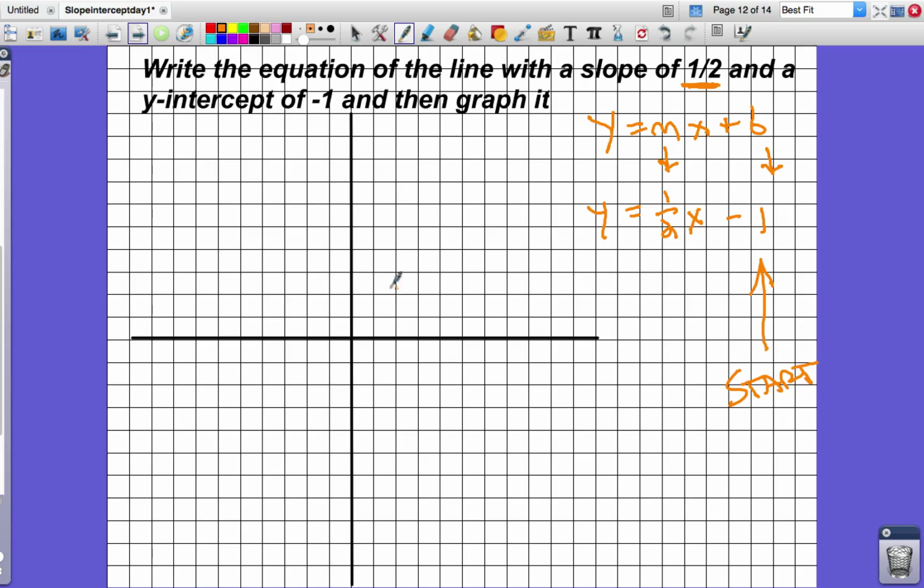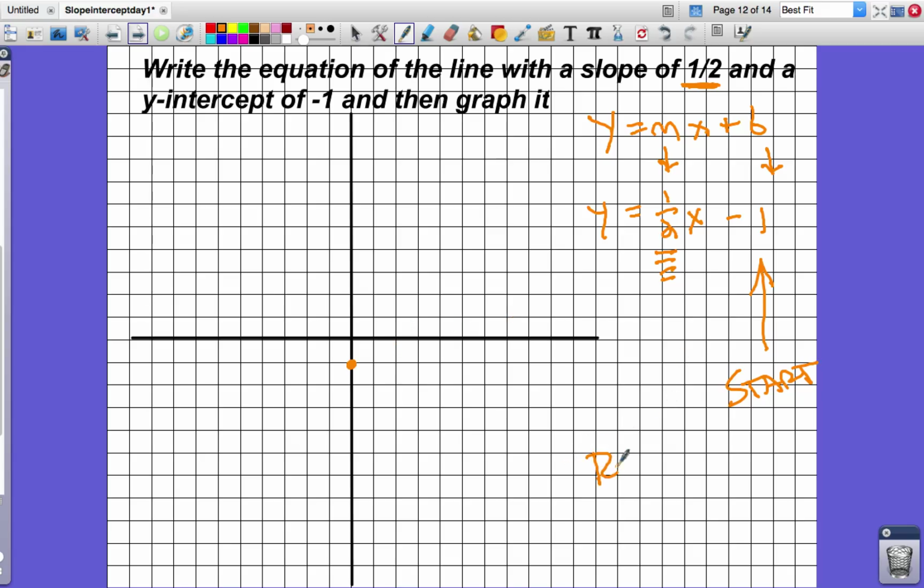That's where I'm going to start. Start at my y-intercept. If I start at my y-intercept, I know that's the point where the line crosses the y-axis. Well, that's going to be at -1. So here's my y-axis, here's -1. There's my y-intercept. There's one point of this graph right here. This is where the graph crosses the y-axis.